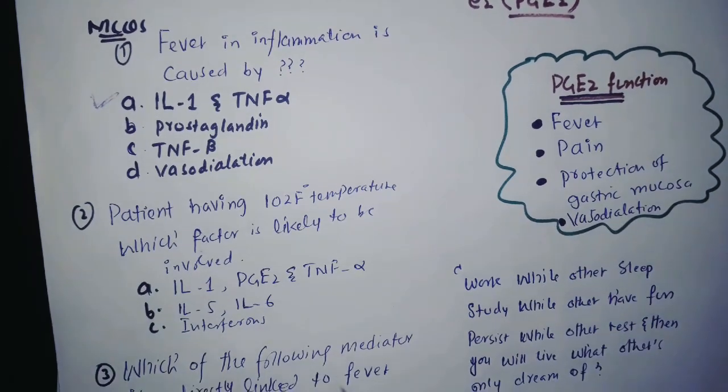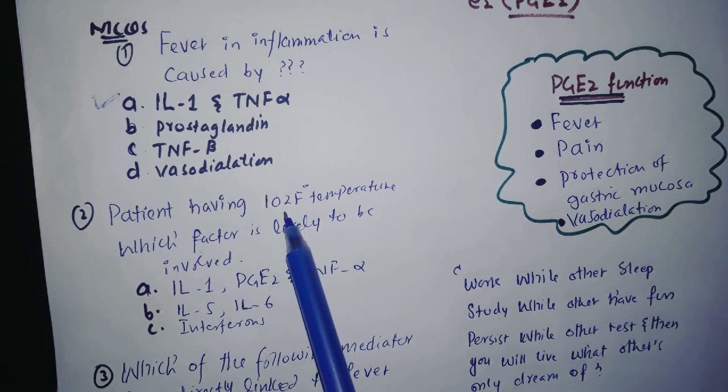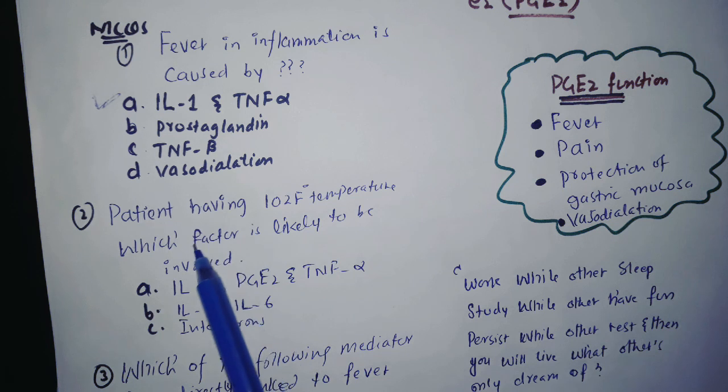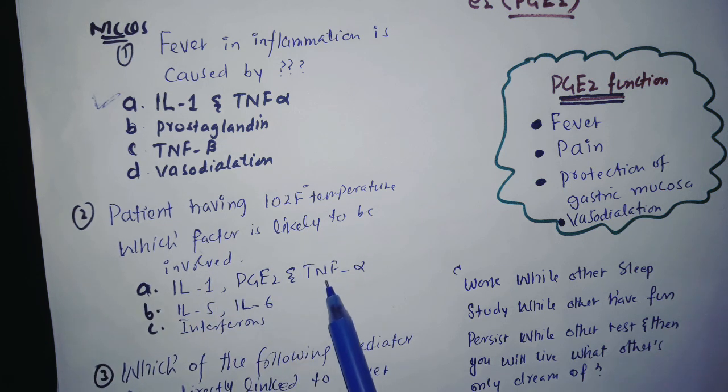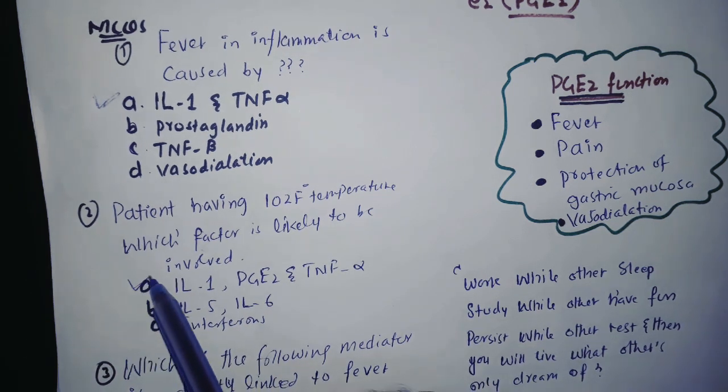Now a patient having a 102 Fahrenheit temperature. Sometimes they will mention the temperature in the MCQs, I mean the fever, and ask which factor is likely to be involved: interleukin 1, prostaglandin E2, tumor necrotic factor alpha, interleukin 5, interleukin 6, interferon. The answer is, by alpha 16 is flying, tumor necrotic factor alpha, interleukin 1, and prostaglandin. So the right answer here is A.